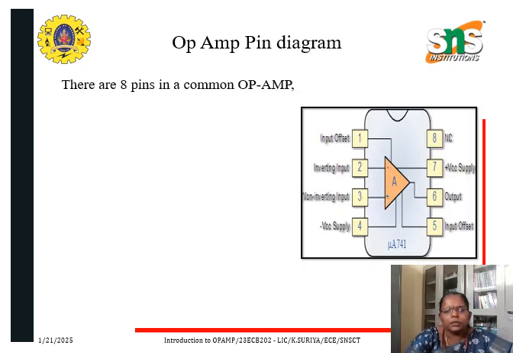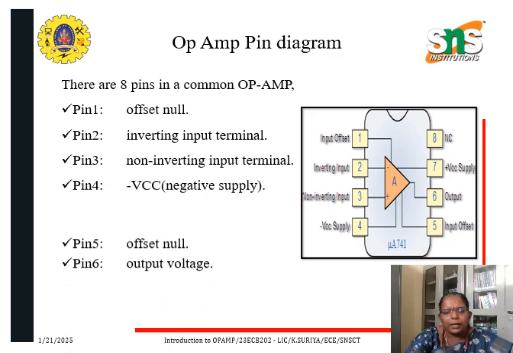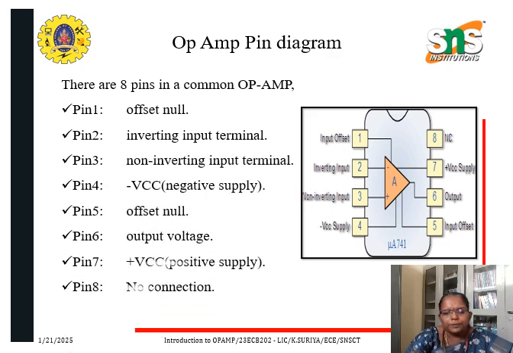There are 8 pins in an operational amplifier as shown here. The first pin is the input offset, and the fifth pin is also an input offset. The second and the third pins are the inverting and non-inverting inputs, and the positive supply is given to the seventh pin and the negative supply is given to the fourth pin, and we do not have any connection to the eighth pin. Output is given to the sixth pin.